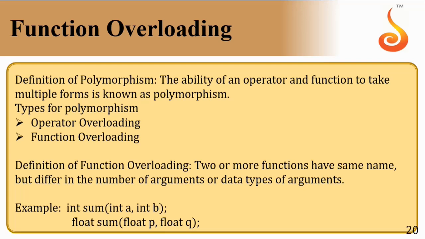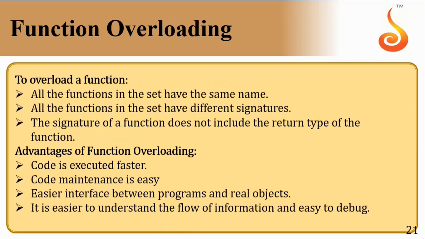So the number of parameters passed is different, or the data type of the parameters passed is different, or the order in which they are passed is different. That is, the function signature is different. It is called function overloading. You can see the difference here. Getting it? The next is the advantage of overloading a function.